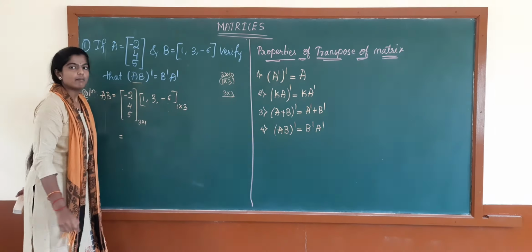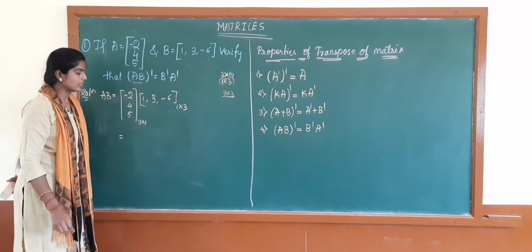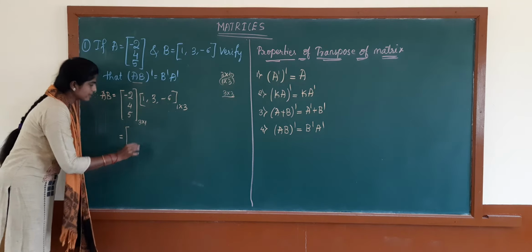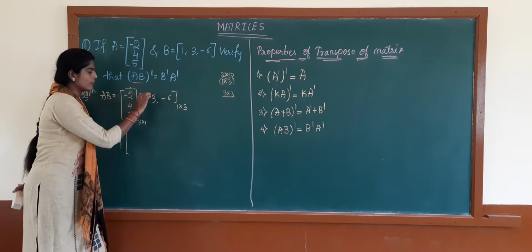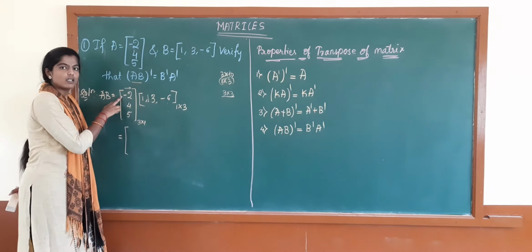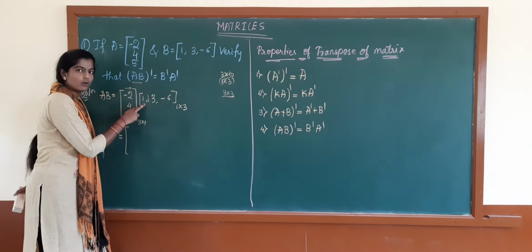Therefore we obtain the matrix of order 3 cross 3. So if we multiply this, first row, first column. In the first row there is only one element, and in the first column there is only one element.